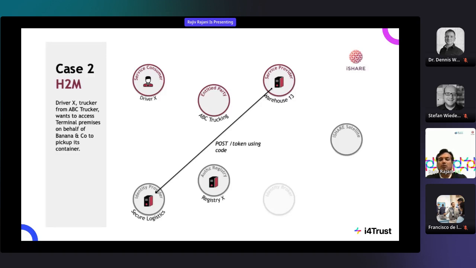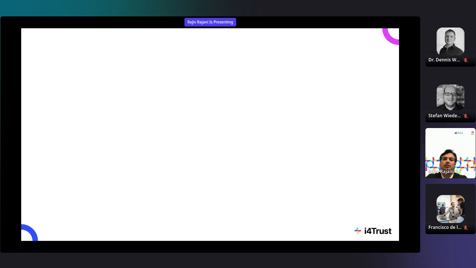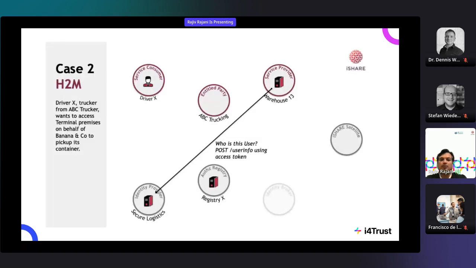So with the code, a service provider can now request for access token from the identity provider. With the access token, then it asks for all the user information using the user info endpoint. And in this user info endpoint, it gets all the details about the identity of the driver as well as the organization that this driver is representing. So, as I said, it gives the identity of the driver and the organization that it is representing, that is ABC Trucking Company.